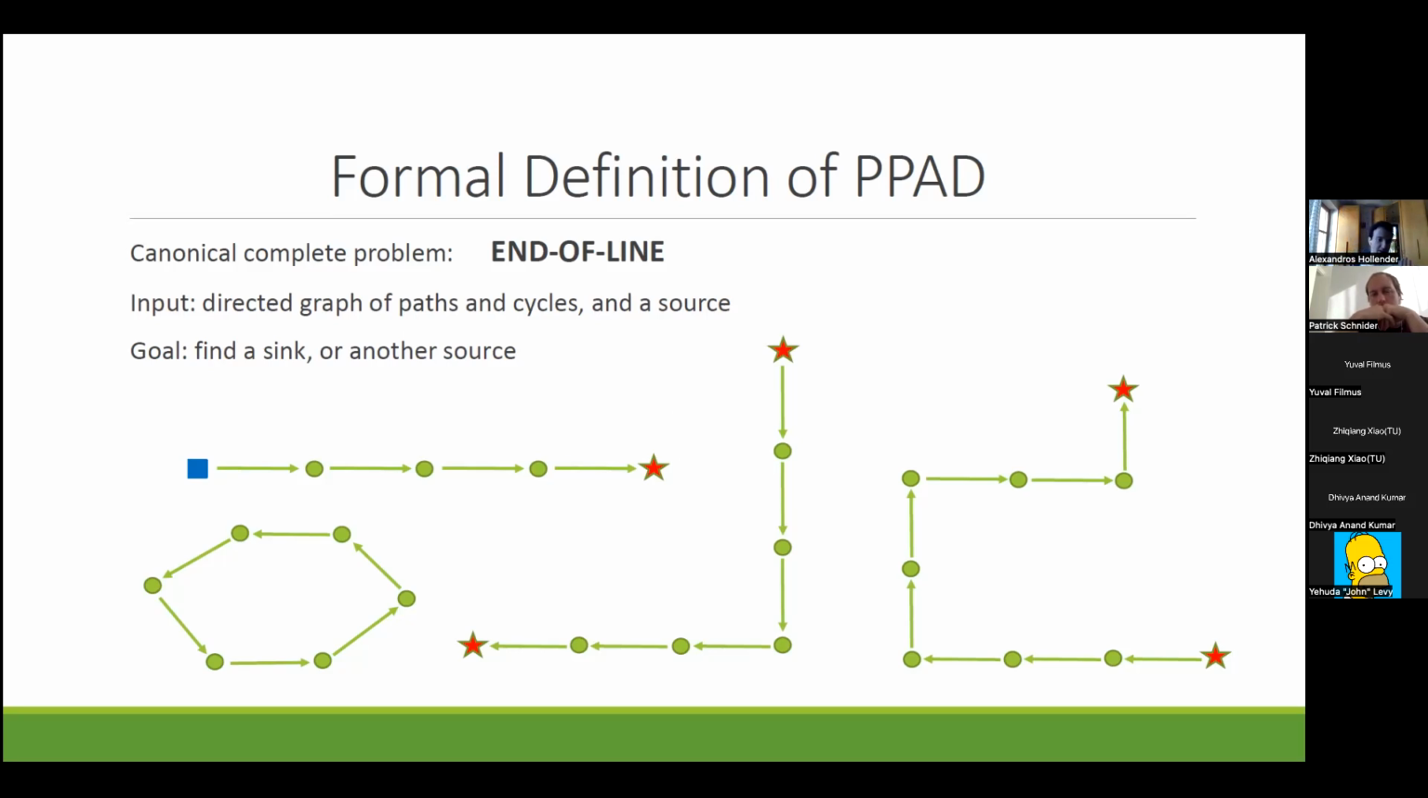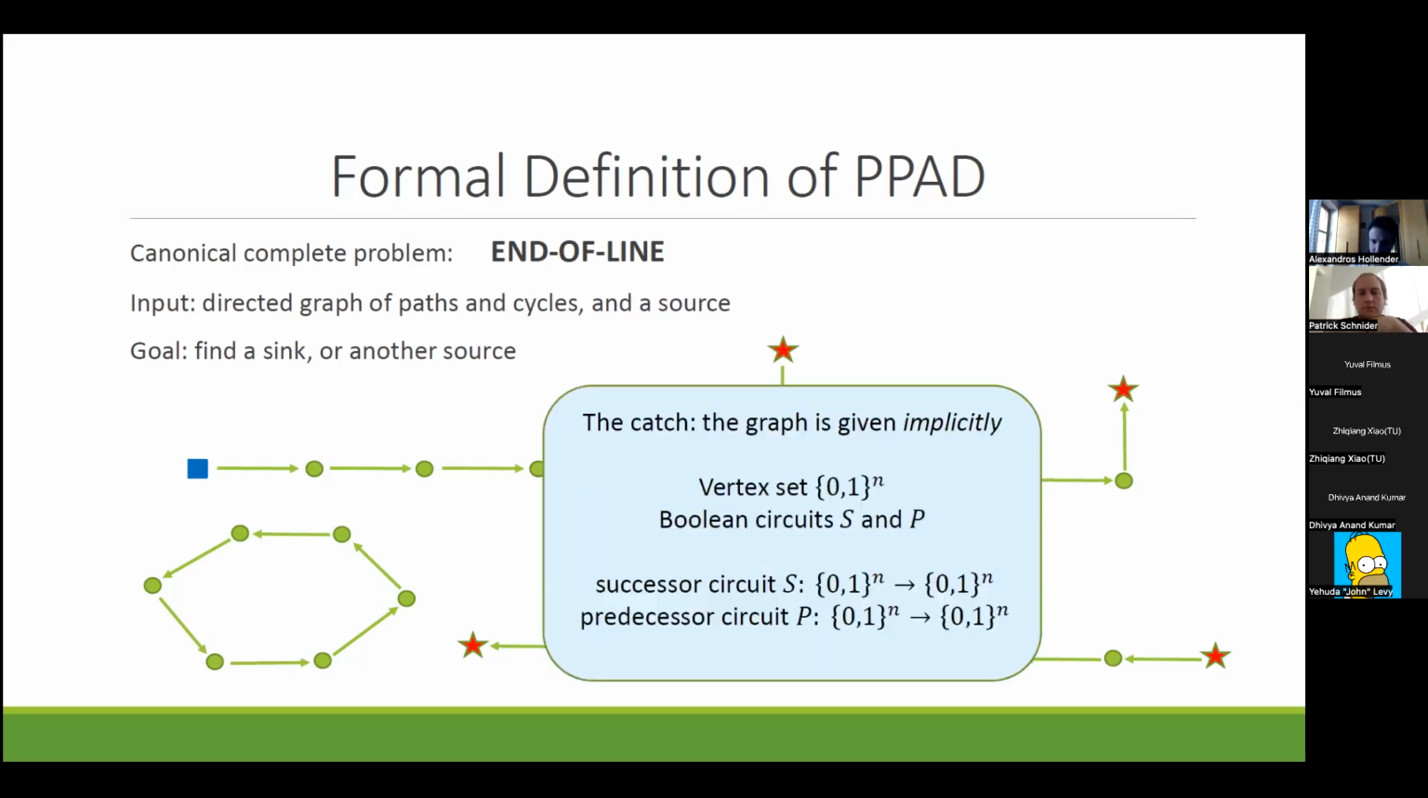Now, if I just define the problem like this, there's a bit of an issue, which is that the problem is clearly polynomial time solvable. If I just give you the graph explicitly and I tell you find a sink, you can just check every vertex and solve the problem efficiently. But I said earlier that PPAD is believed to be a hard class. So what's going on here? Well, there is a catch, which is that the graph is not given explicitly. I give you the graph in some implicit way.